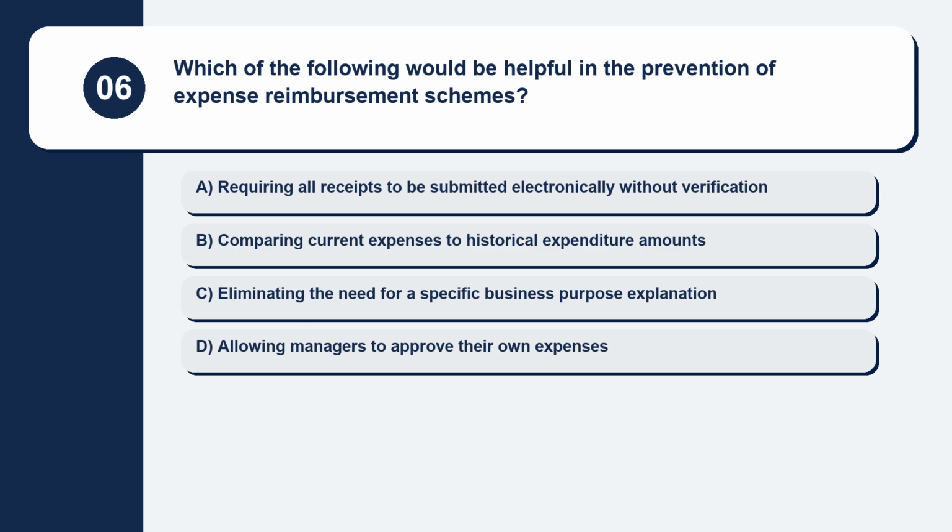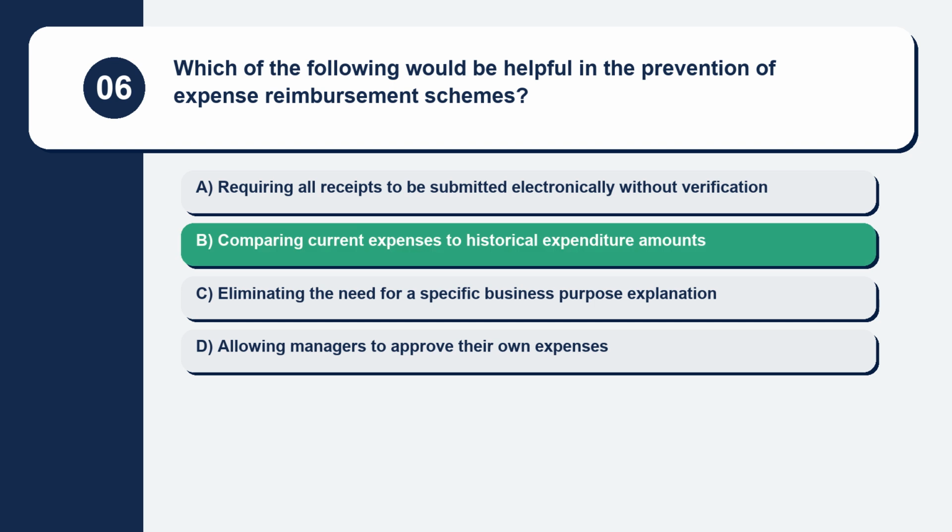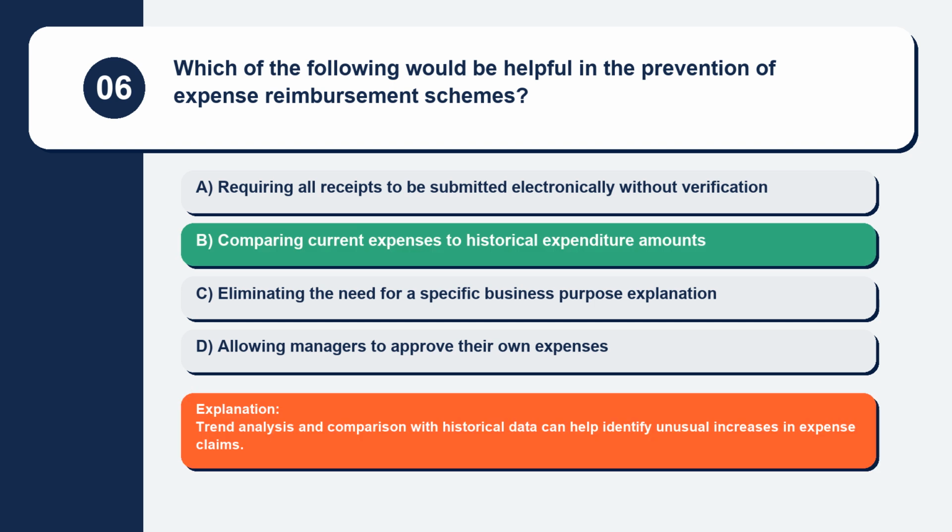Question 6. Which of the following would be helpful in the prevention of expense reimbursement schemes? Requiring all receipts to be submitted electronically without verification, comparing current expenses to historical expenditure amounts, eliminating the need for a specific business purpose explanation, allowing managers to approve their own expenses. Trend analysis and comparison with historical data can help identify unusual increases in expense claims.